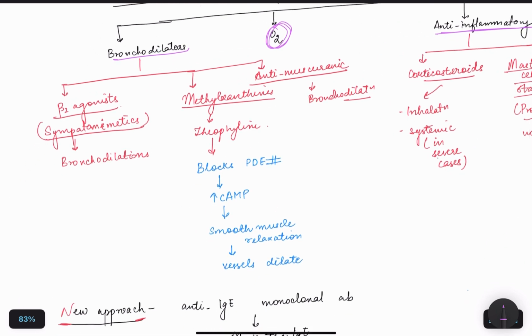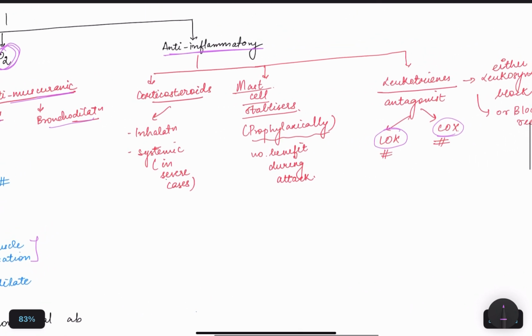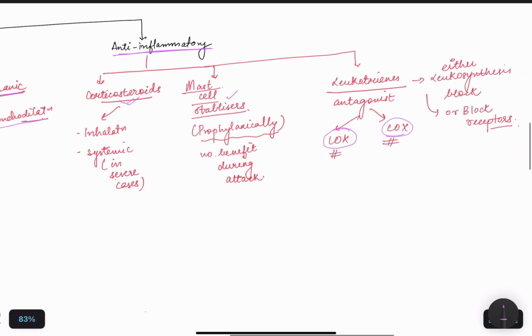Bronchodilators include beta-2 agonists, also called sympathomimetics, methylxanthines, and antimuscarinic agents, which focus on the anticholinergic effect at the receptors. So beta-2 agonists will bronchodilate, and methylxanthines like theophylline block PDE, which is phosphodiesterase, which leads to increased production of cAMP, and smooth muscle relaxation takes place, which later on dilates the airways. Antimuscarinics also cause bronchodilation.